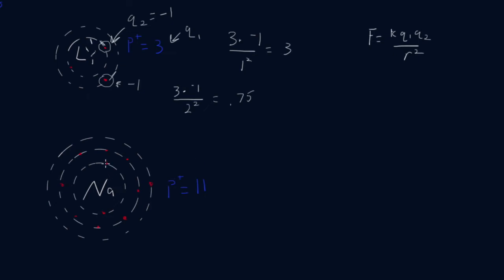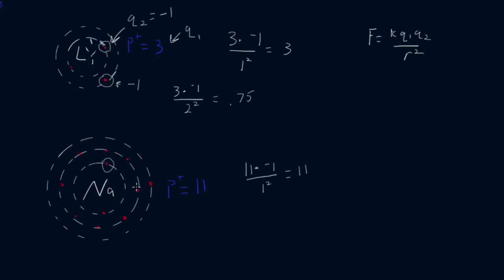Now what about down here? How does that compare? How about this electron right here? That electron's going to see a charge of 11 for the proton count, times, again, -1. And let's say that's still just 1 away, so that's divided by 1 squared, which is 1. So that would be 11.